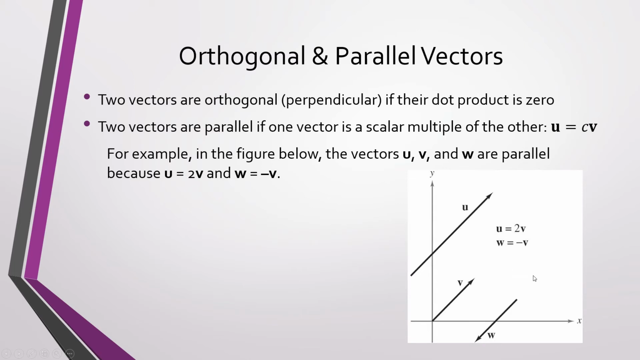You can get vector w by making it be the opposite of vector v. So if you can take a vector and multiply it by a constant to get another vector, then they are parallel.